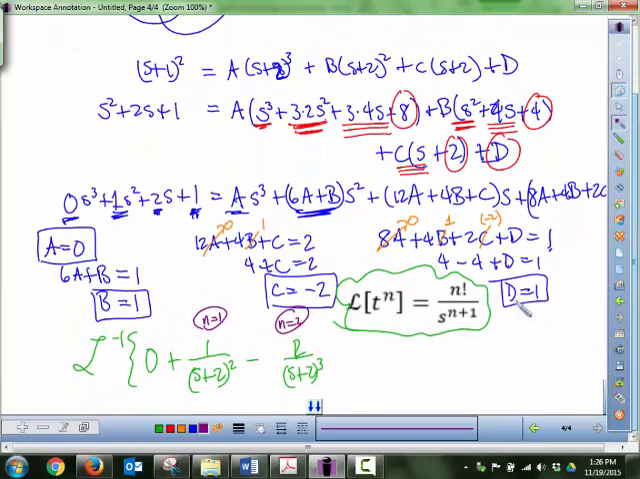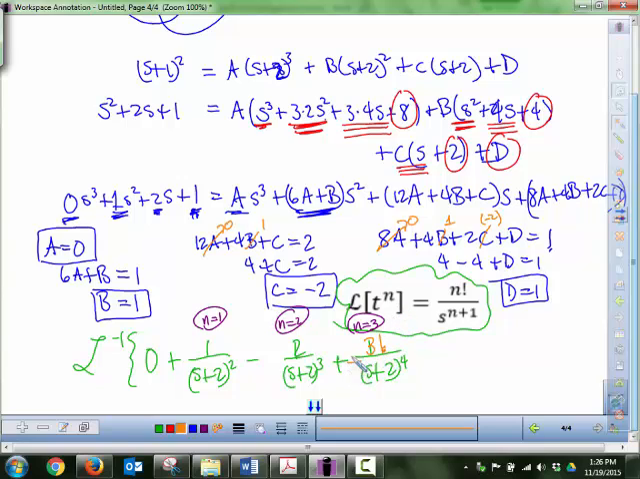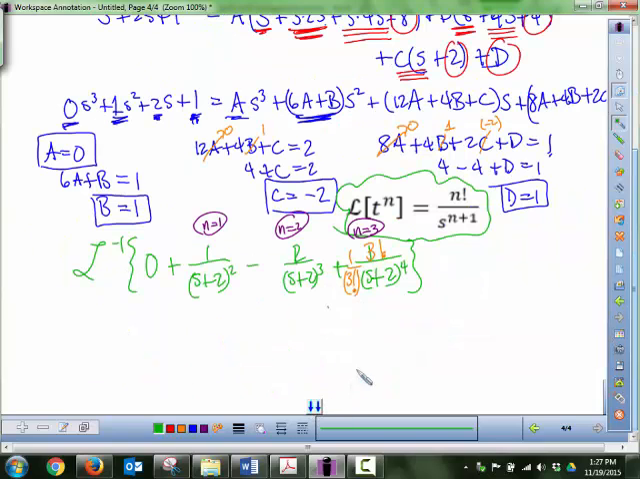D is equal to 1. That's our last one, right? We have 1 over s plus 2 to the 4th power. And in this one, n is equal to 3. So I want a 3 factorial on top. Now, what do we do? Multiply by 3 factorial, divide by 3 factorial. I guess that's 6, right? So there you go, almost.